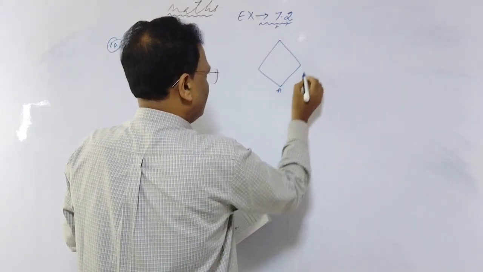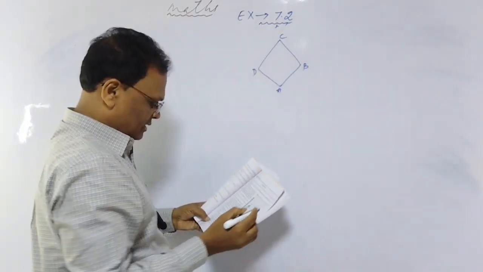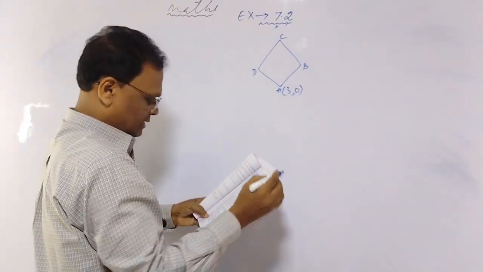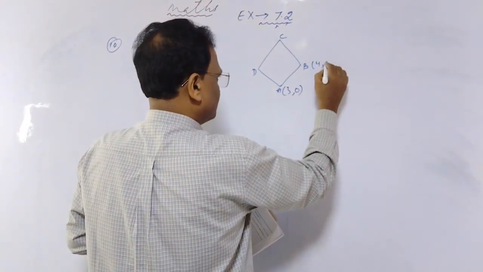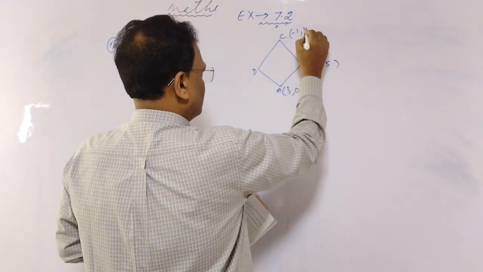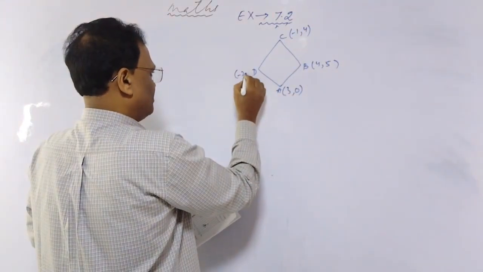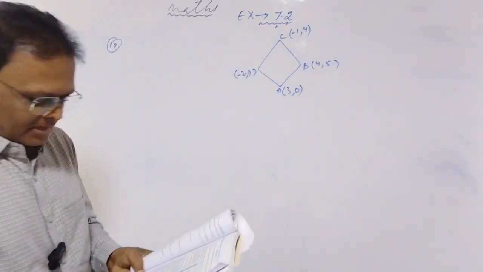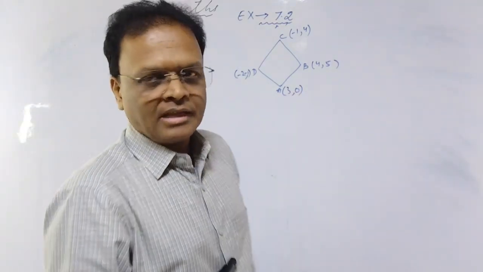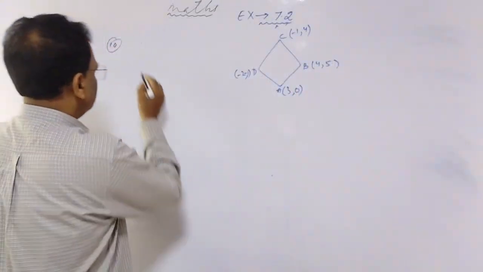Suppose A, B, C, D, the vertices are given: 3, 0. Second is 4, 5. Third is given -1, 4. And the fourth one is -2, -1. He's asking to find the area of the rhombus. Area of the rhombus we can find if you know the formula. Area of the rhombus is equal to half into the product of the diagonals.